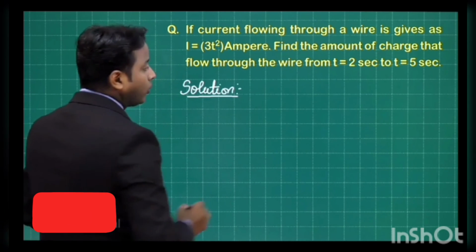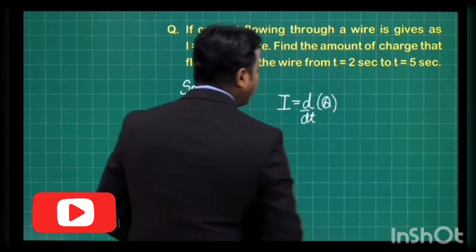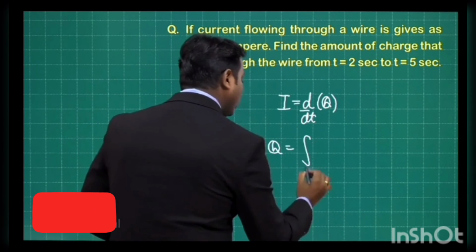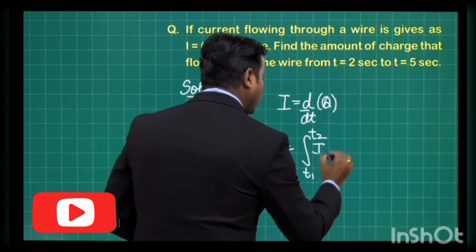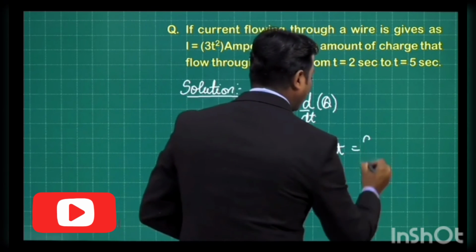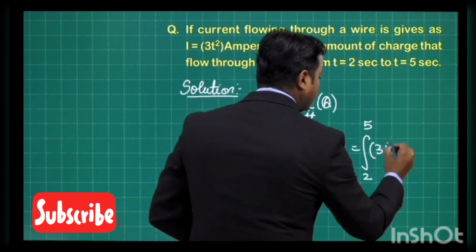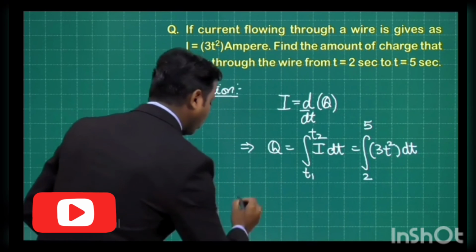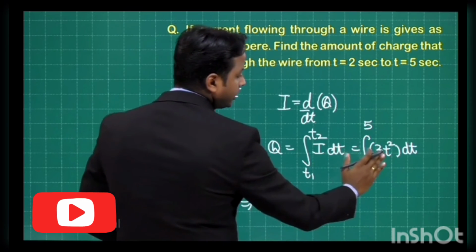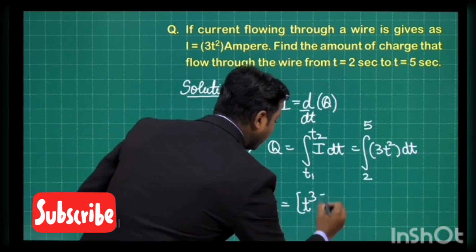We know that current is actually the rate of change of charge, and if I need to find the charge over here, then I need to integrate I dt from t1 to t2. As per the given question, the I function is given to us. So this would be the integration from t1 is 2 to t2 is 5 of 3t square dt. So I'll have q is equal to, if I do the integration, 3 will come out. T square will have an integration of t cube by 3. So this would simply be t cube, lower limit 2, upper limit 5.